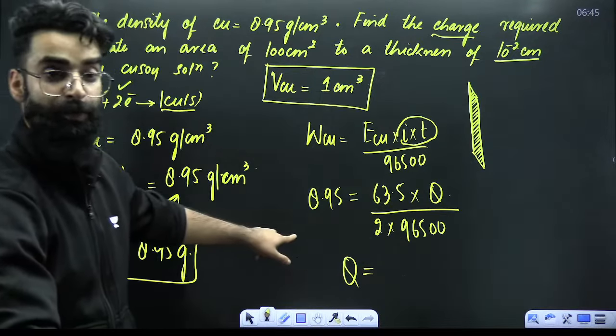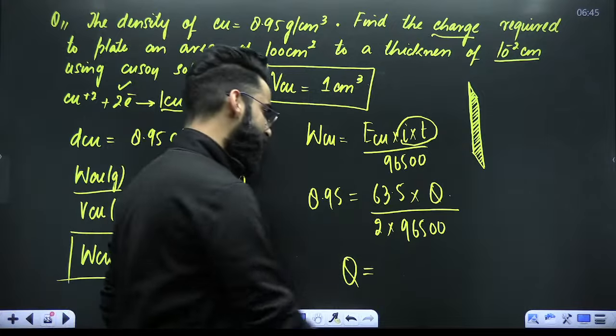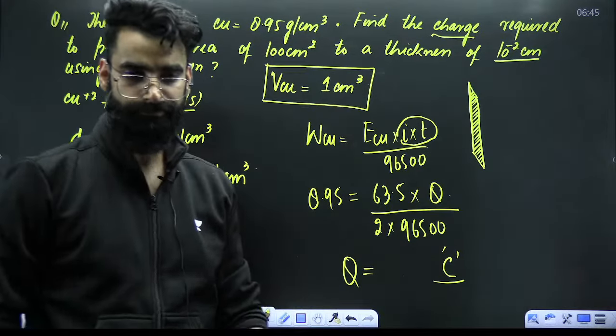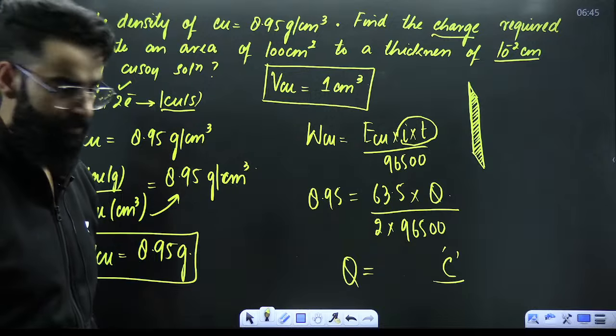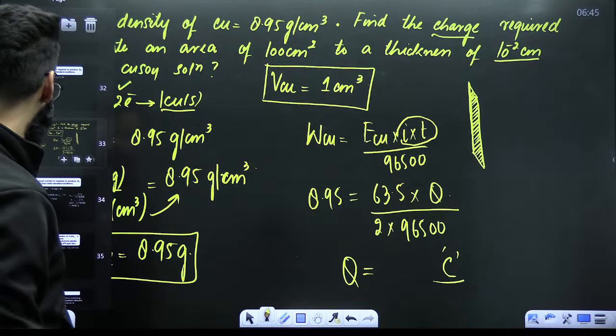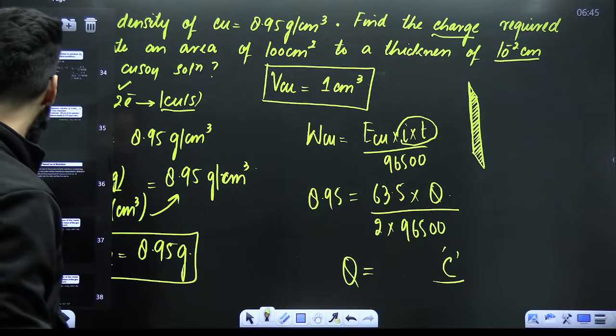So from this particular equation, we can easily get the Q value, right? And Q from here, you are going to get in coulombs, right? Perfect. I believe you can easily solve these sort of questions now.